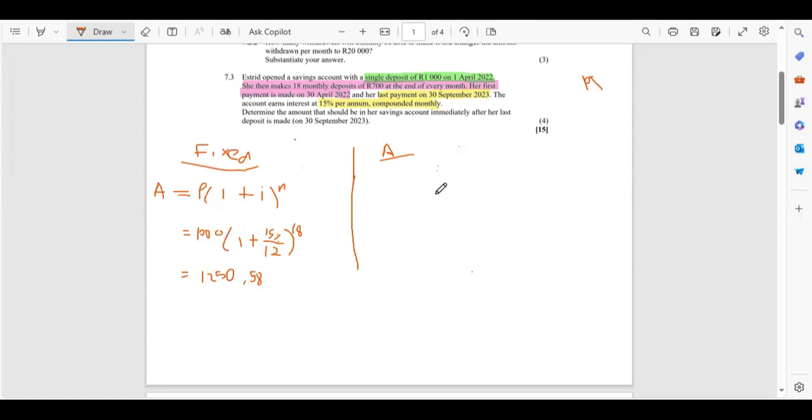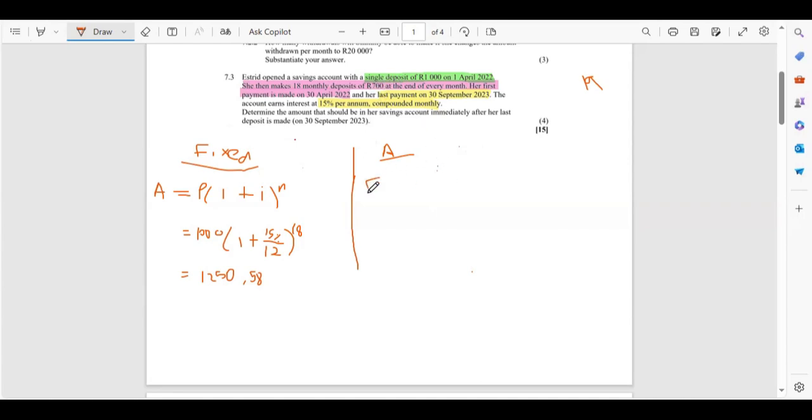Now, there are two types of annuity questions. One is a present value. The second one is your future value. Now, in this case, what do you think is the appropriate formula we're going to use here? We're going to be making use of the future value formula. Why? Because you're looking for the amount in the future that she would earn if she invests or saves 700 rands per month, right?